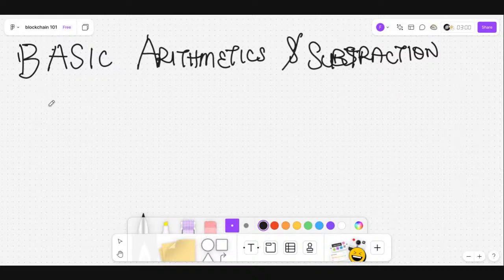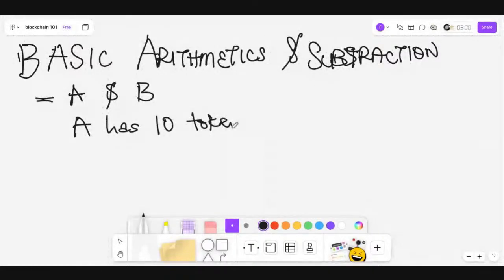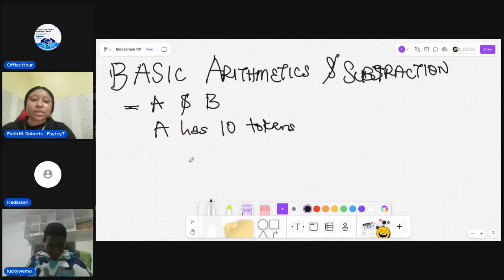Okay. So for basic arithmetic and subtraction, let's take the case study of person A and person B. So if person A has 10 tokens and person B has two tokens.